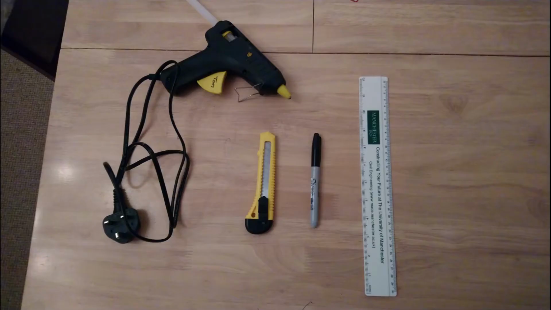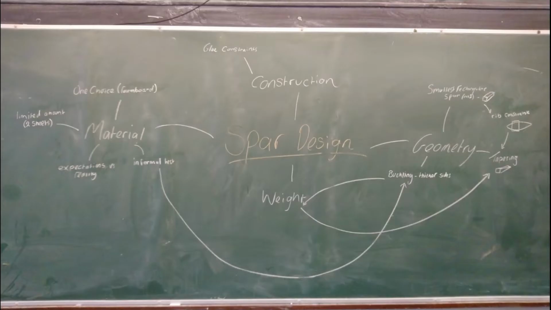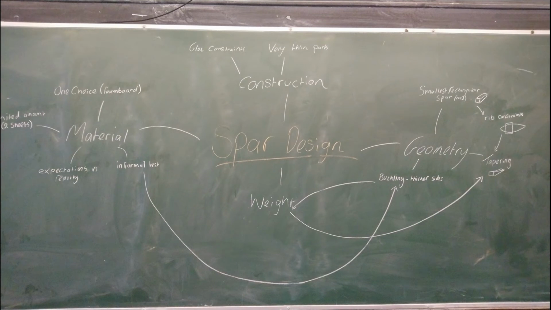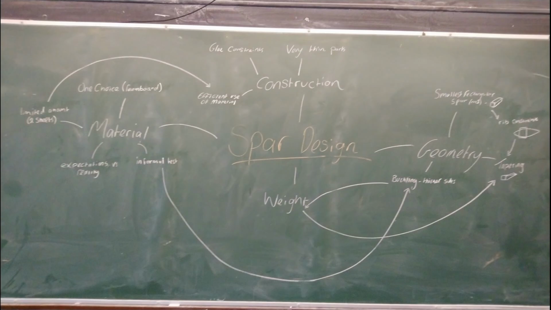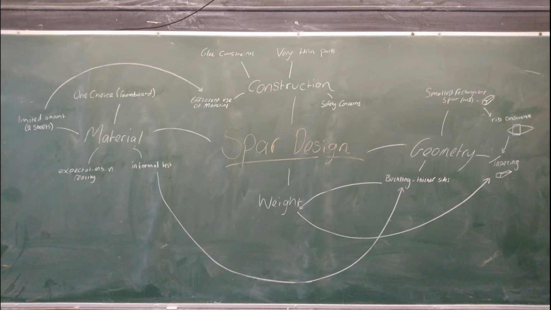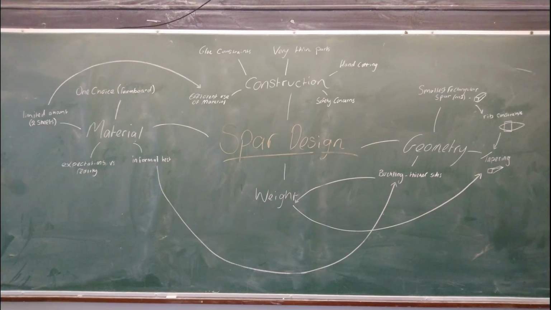Now we have to consider if we can actually build the spar with the tools at our disposal. We will have to glue large lengths of spar quickly before it dries. The thin parts at the tapered end of the spar will be very prone to breaking if we're not careful. We can't waste the material because we have such a limited amount, so every piece needs to count. We also must cut everything by hand and be careful not to cut ourselves.